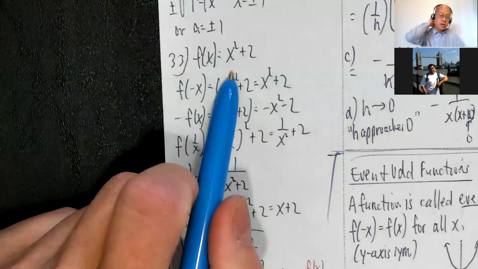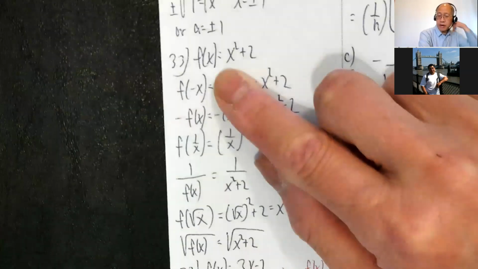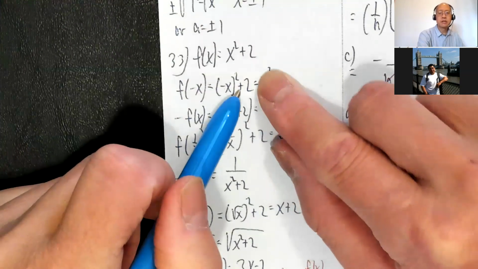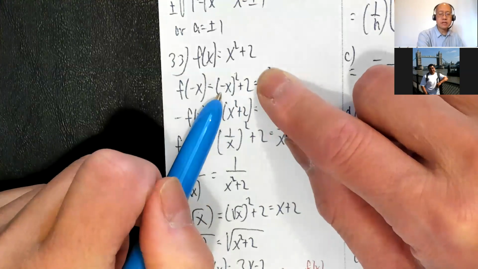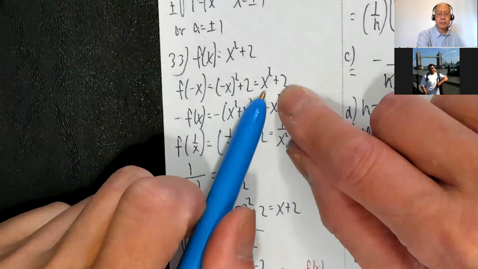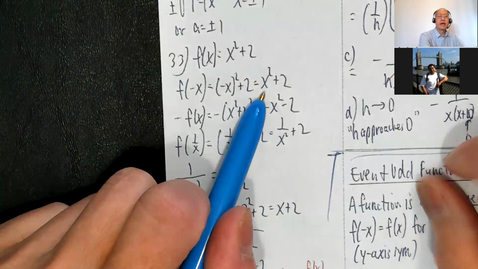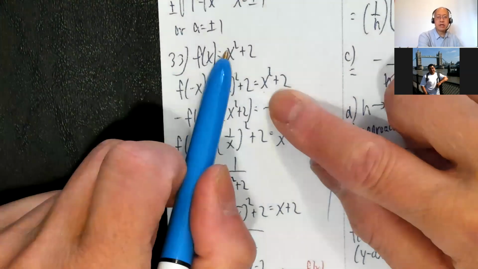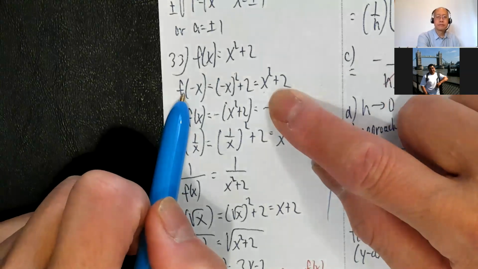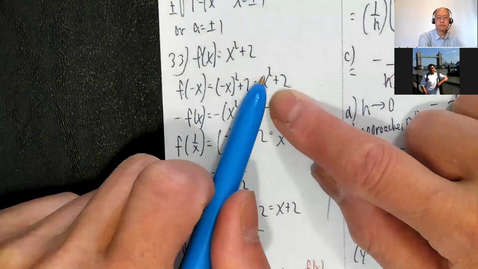X squared plus 2. So f of negative x means put negative x right there. So parentheses negative x squared plus 2. But what's negative x squared? Negative x times negative x. Well, it's the same thing as x squared. So it's x squared plus 2. Okay. And incidentally, side note, it's the same as the original, which means this would qualify as an even function. And even more of a side note, the exponent is 2, which is an even number.